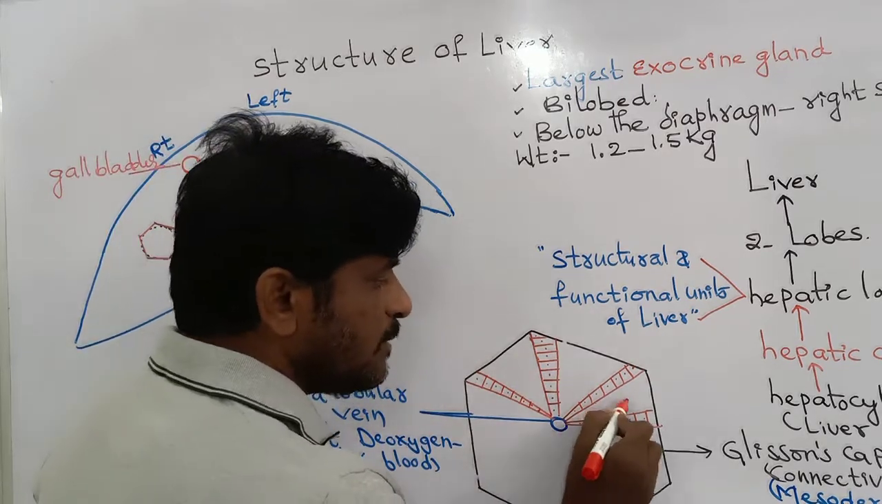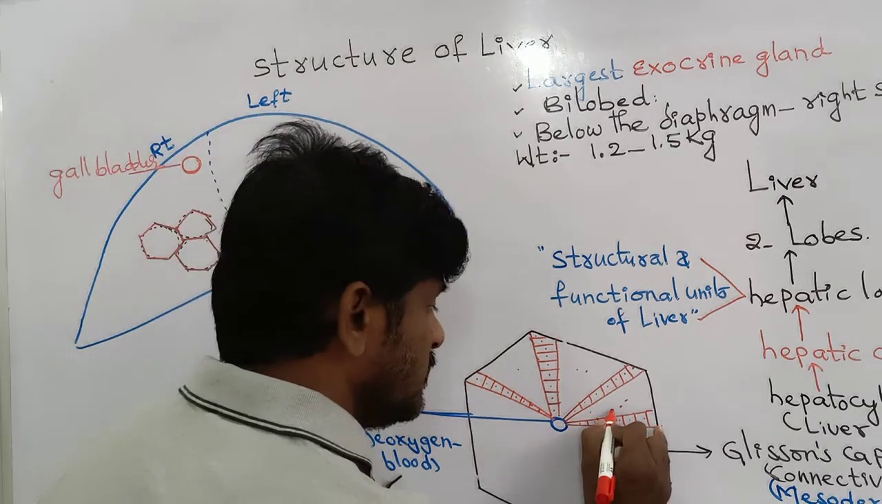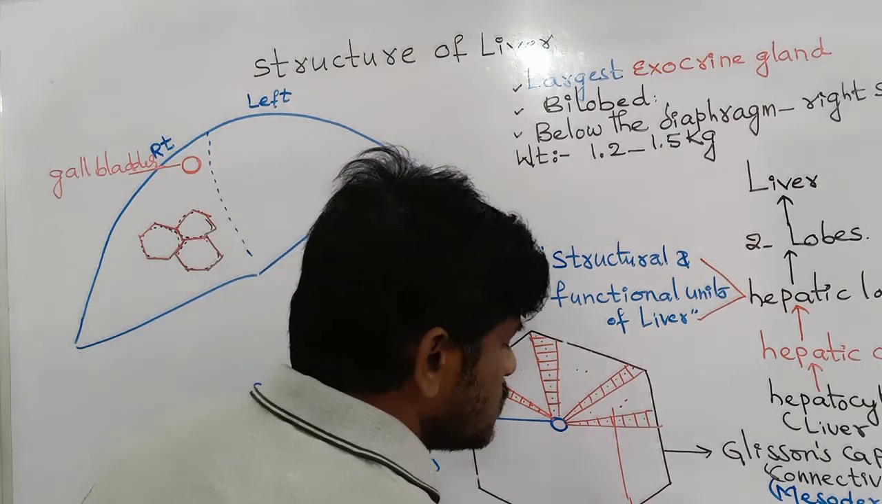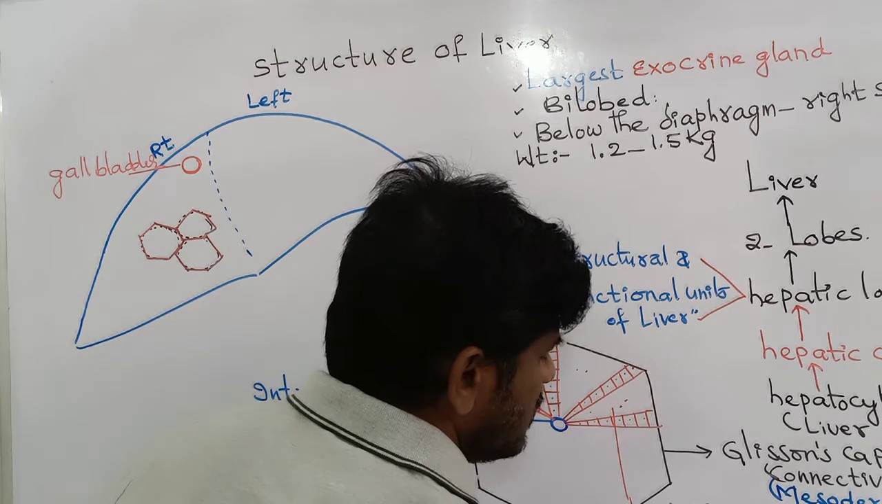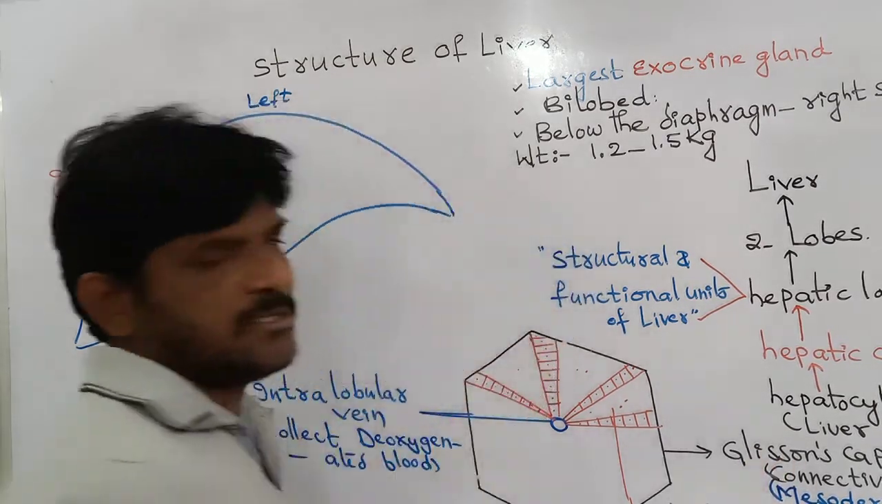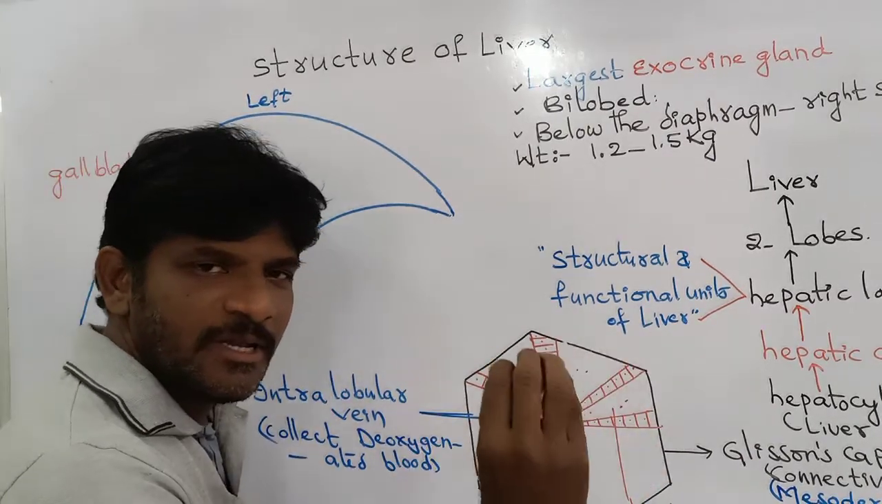Between two regular hepatic cords, there is a blood-filled sinus called the sinusoid. This is the sinusoid. A blood-filled sinus is called a sinusoid, between the two regular hepatic cords.